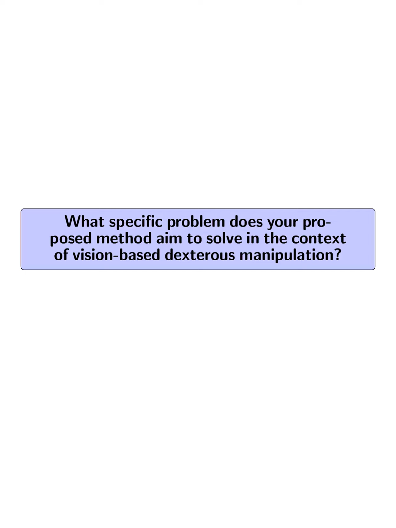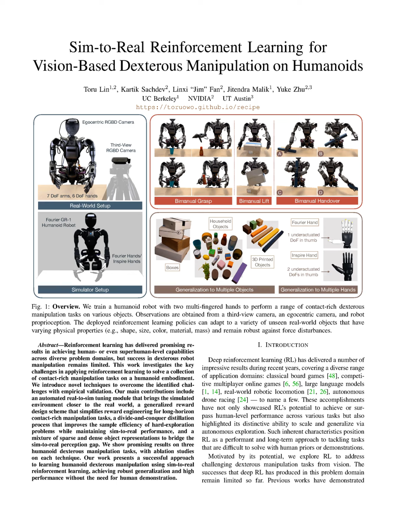What specific problem does your proposed method aim to solve in the context of vision-based dexterous manipulation? The proposed method aims to address the challenges associated with applying deep reinforcement learning, RL, to vision-based dexterous manipulation tasks, particularly the difficulties in environment modeling, reward design, policy learning, and object perception.